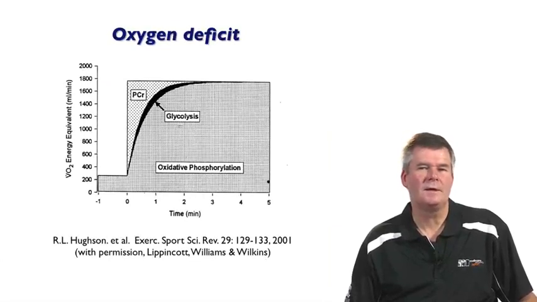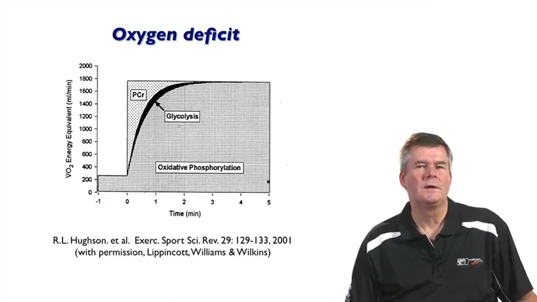You saw this slide in Module 2 on fuels, but just to reiterate, during this oxygen deficit period, where there's a difference between the oxygen requirement of steady state and the actual oxygen uptake as exercise commences, that energy difference is met by utilization of phosphocreatine and the glycogen to lactate system.